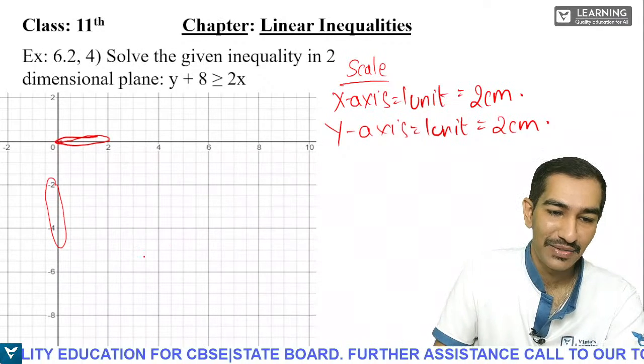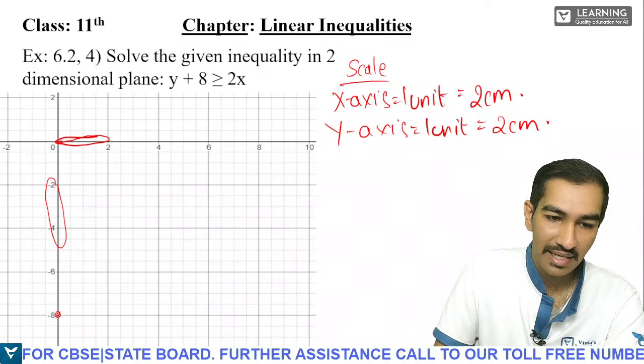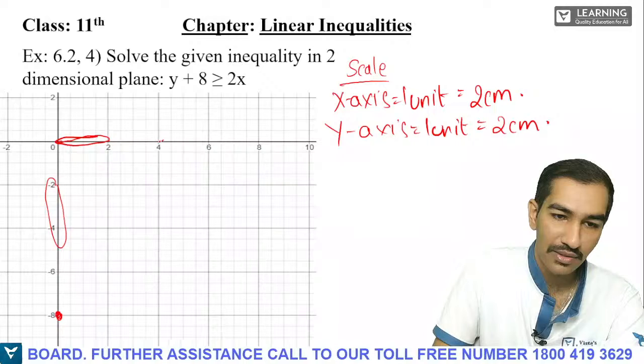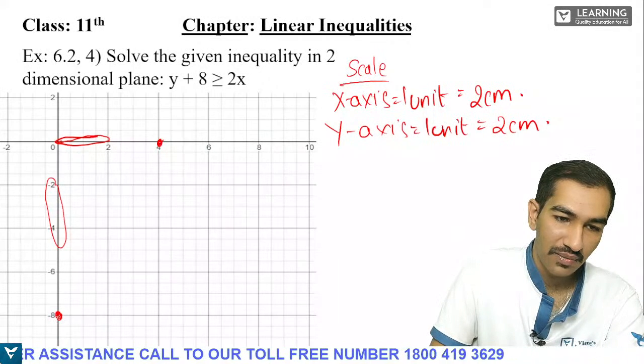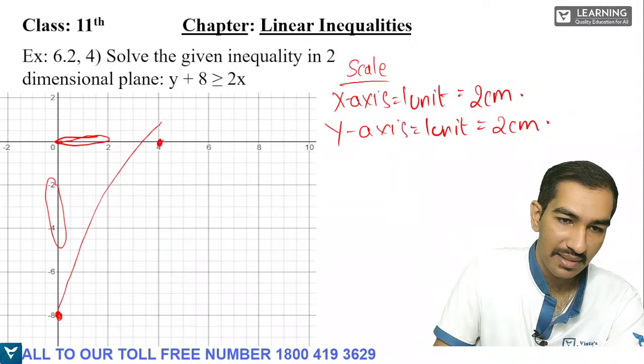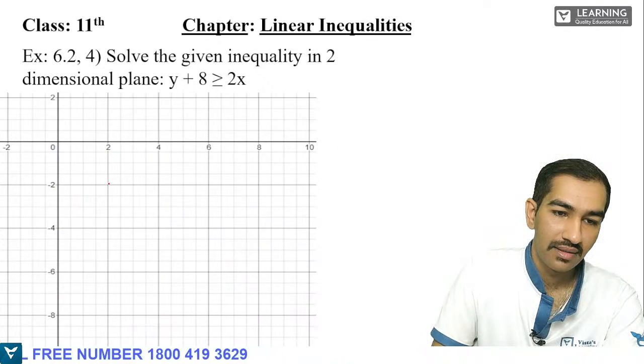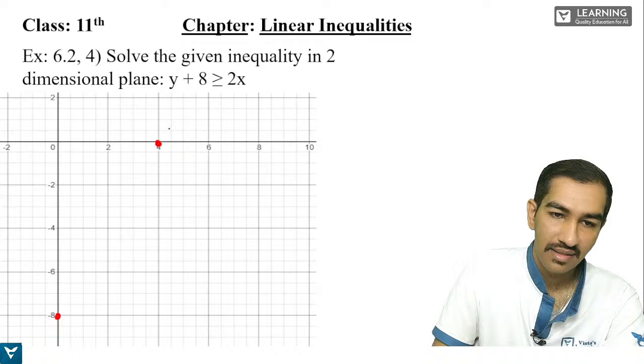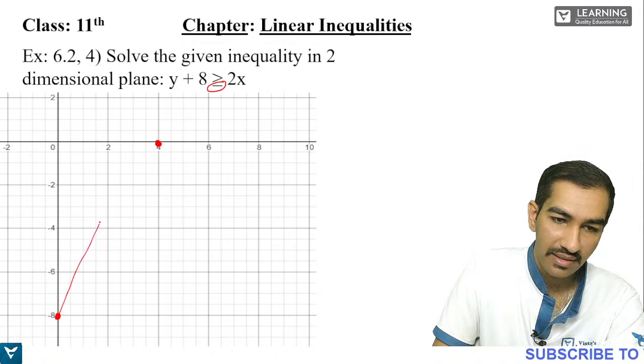All right. So we got the points minus 8 comma 0 and 4 comma 0. Join it with a straight line. Why straight line? Because the equal to is given here. So we have to draw a continuous straight line. So like this.